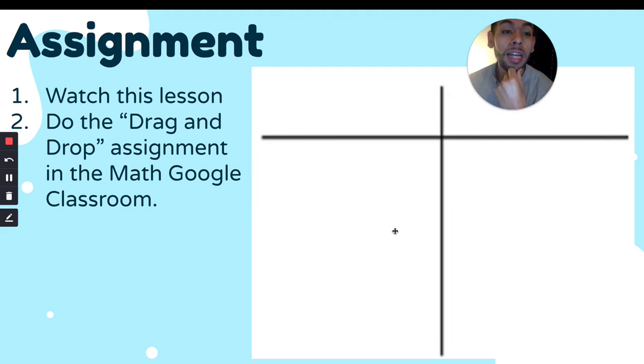It's in your Google Classroom. So go to the Math Google Classroom, find the assignment for Monday, September 14th, and drag and drop and help me sort. Help me sort those things, okay, guys? And help me put them on the T chart, all right?